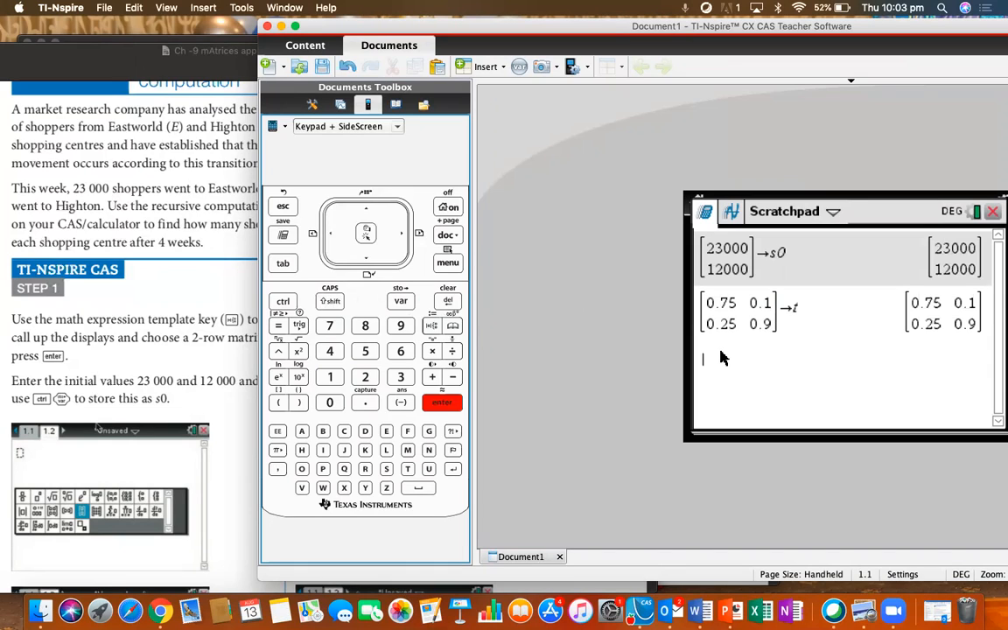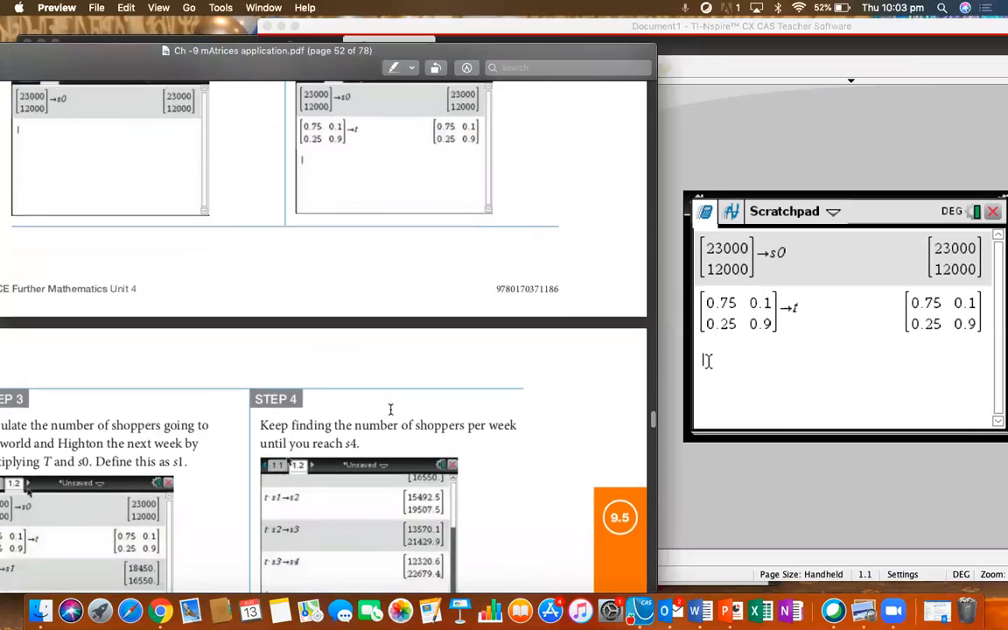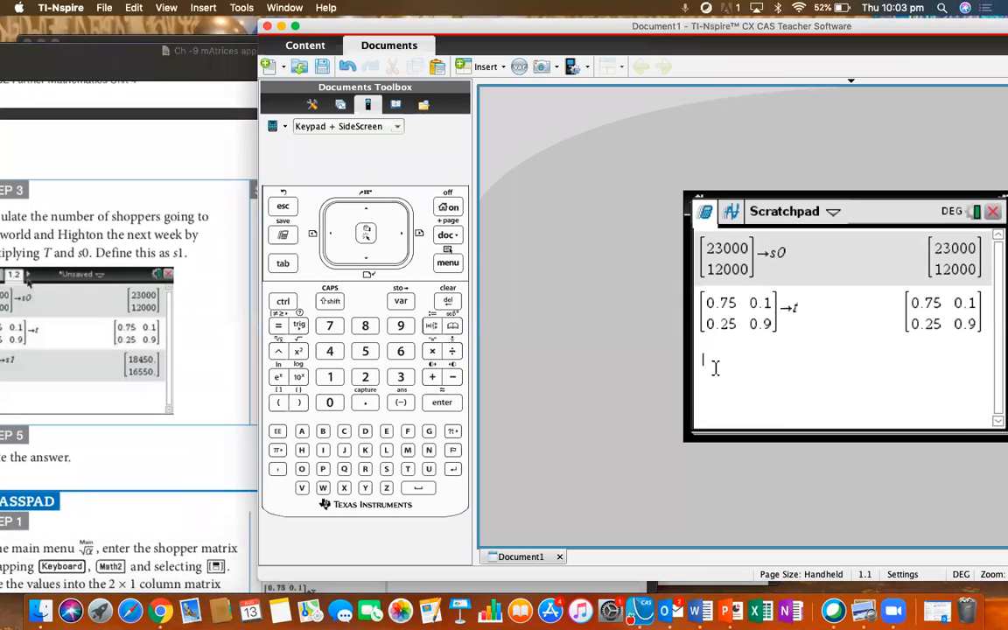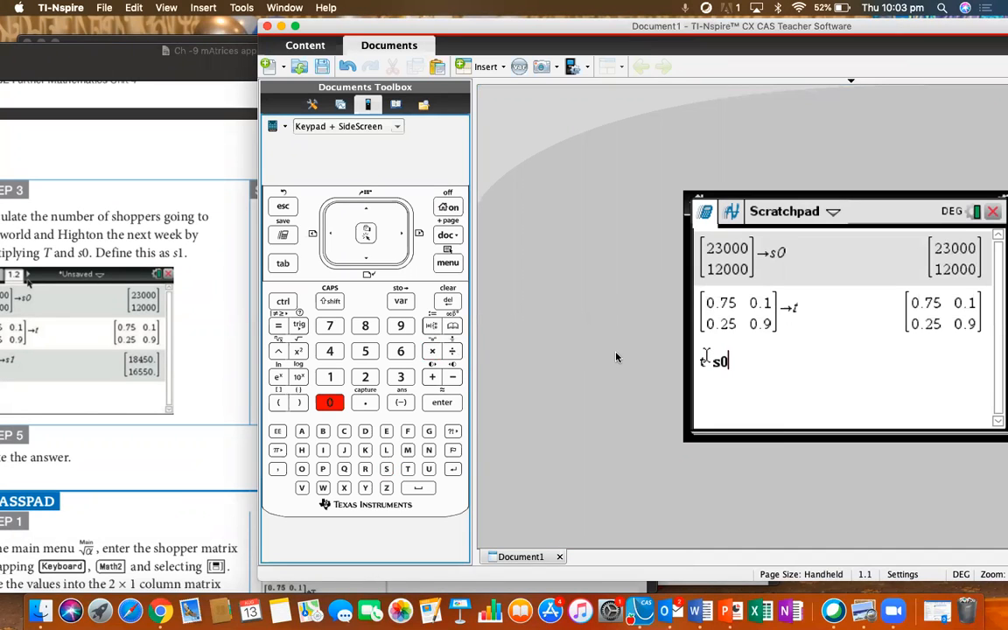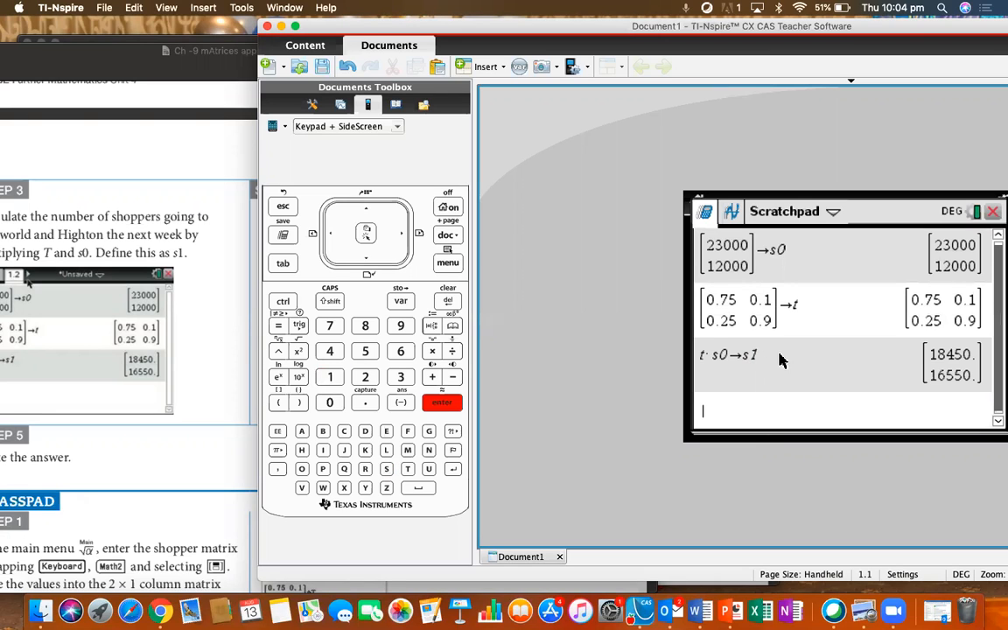So now you know for the initial, like what will happen after next week. So you need to times it with, I'll show you here. You can just write it here now, T times your S0, and you need to store that one, T times S0, as S1, because that is for the next week, and enter, so you get the answer here.